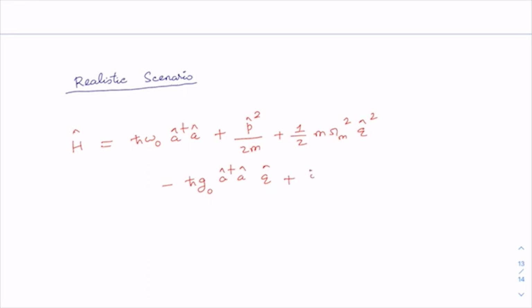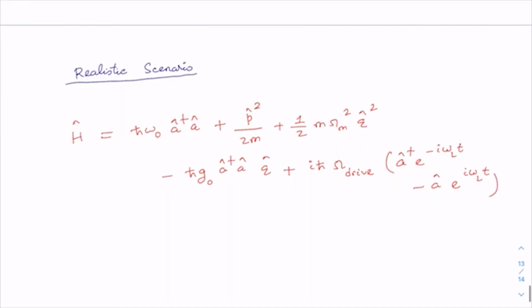Then this term that we are now adding is the laser drive, and this laser drive has amplitude omega drive, and it is a dagger e to the power minus i omega L t. Omega L is the laser frequency, and this particular term has to be Hermitian, so we are adding this term as well. This one we can also write in terms of the creation and annihilation operator of the mechanical oscillator.